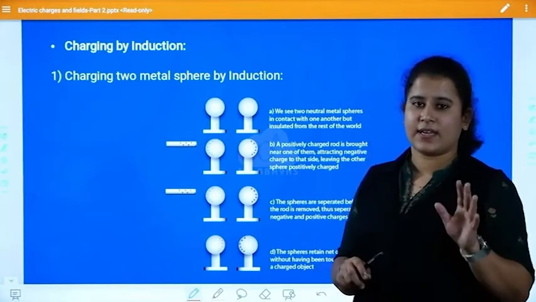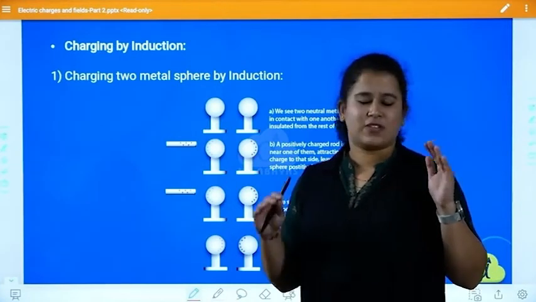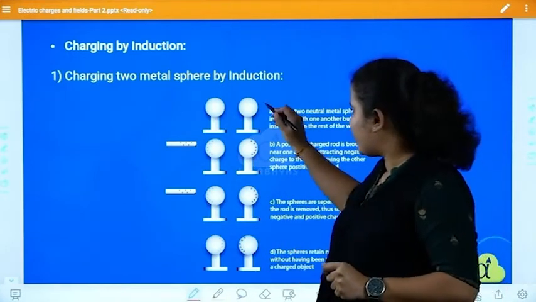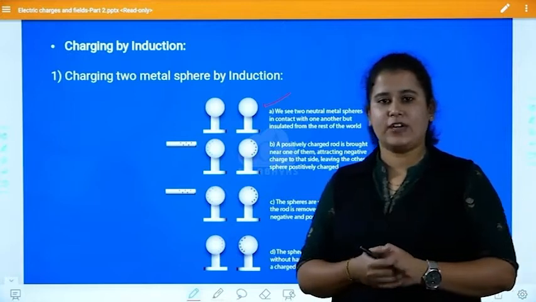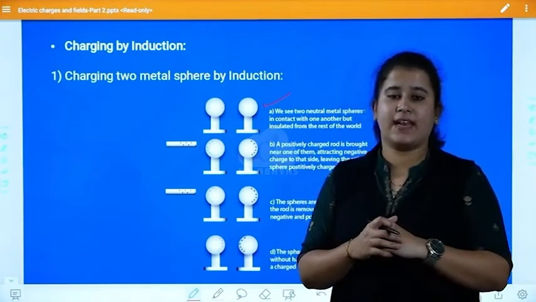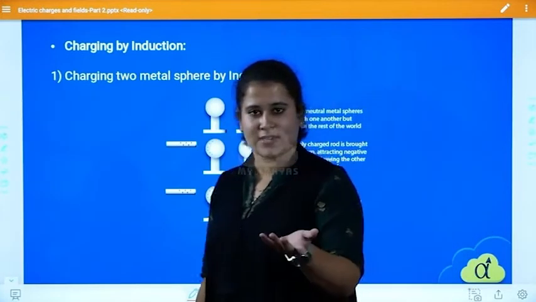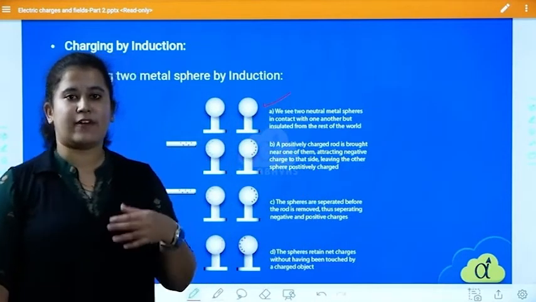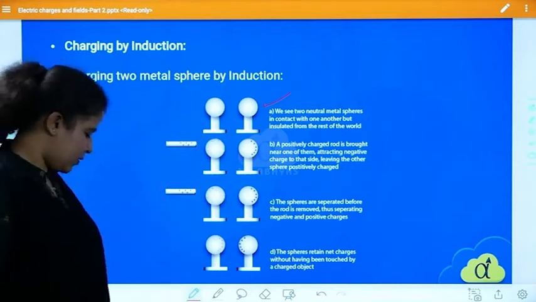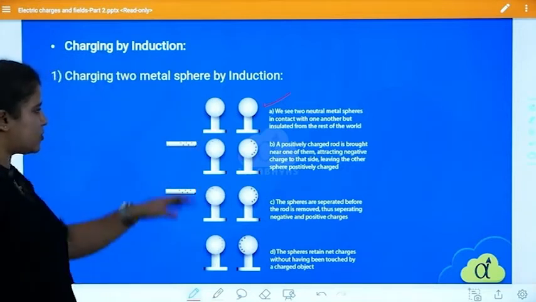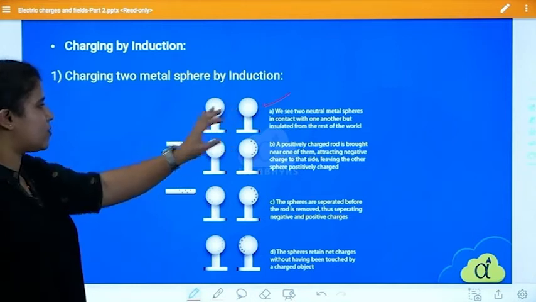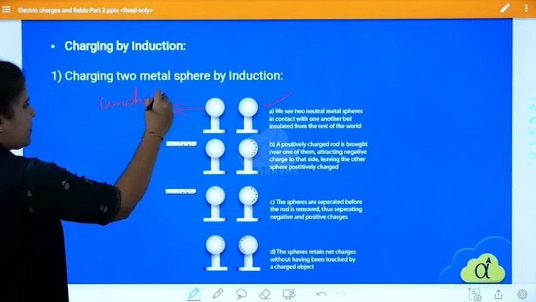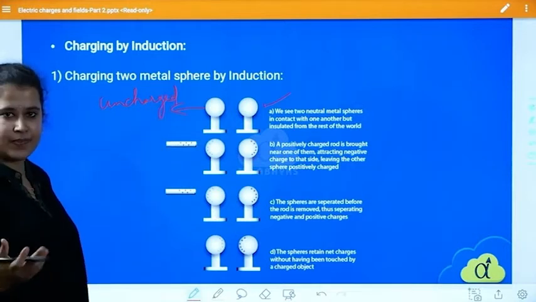So here the first experiment is very interesting, and I hope you will enjoy this. I'll take two metallic spheres. Metal means conductor. Conductor means free electrons, right? Free electrons means they are free to move. So I'll take two spheres here. As I take two spheres, these are uncharged. These are not charged.